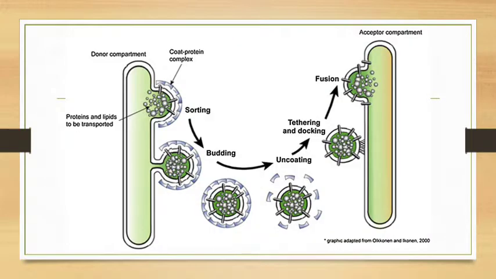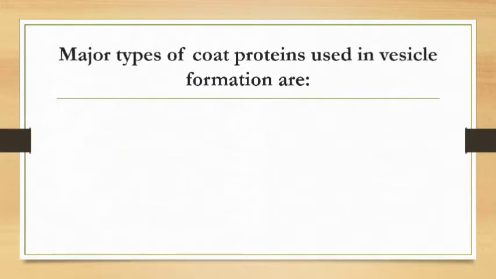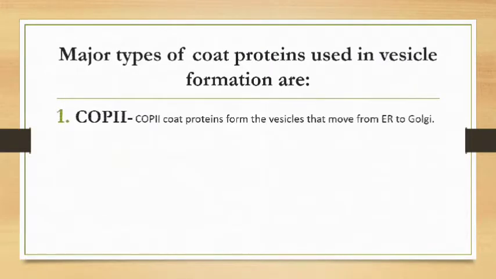The formation of vesicles is dependent on coat proteins that will, under proper conditions, self-assemble into spherical cages. When associated with transmembrane proteins, they can pull the attached membrane along into a spherical shape also. The major types of coat proteins used in vesicle formation are COPII, COPI, and clathrin.